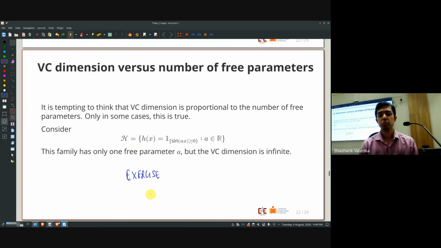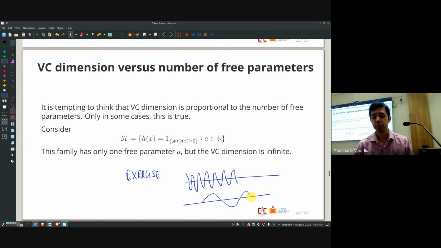There's only one free parameter, and the function is of the form indicator of sine of ax greater than or equal to 0. So every function from this hypothesis class is some sinusoidal function. It extends on both sides. The only parameter that differs is the frequency. The amplitude remains the same. You can only change the frequency of the sine wave. All x for which sine ax is greater than or equal to 0 is labeled 1. So essentially, every x that lies in this interval, or this interval, or this interval, is labeled +1, and outside the orange intervals it's labeled 0.